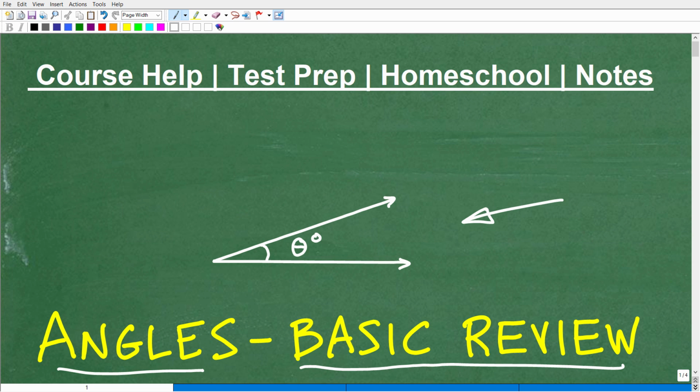What are the parts of an angle? Then how do we express angles? What's the notation and symbols in geometry to actually define particular angles? And then what are the different types of angles? So I'm curious, how many of you can name all the different types of angles that you remember learning in geometry? Put that into the comment section.